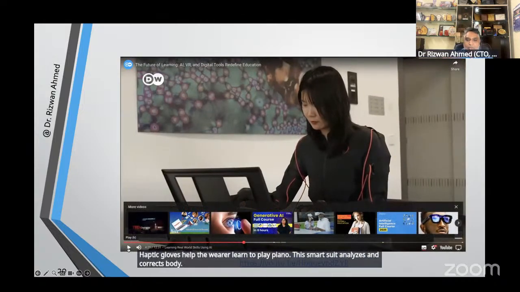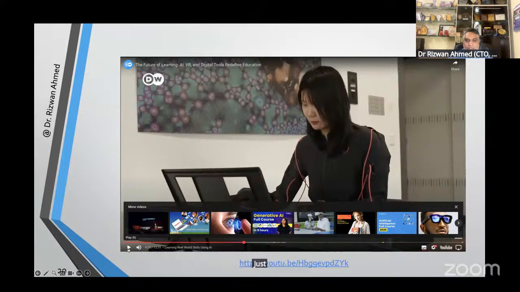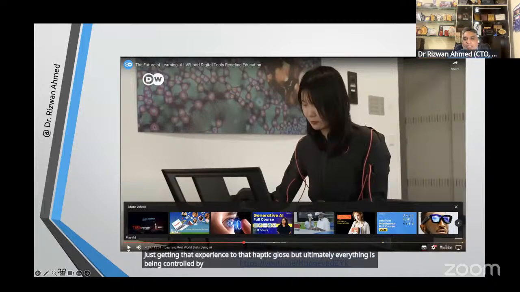So again, you don't need to know how to play piano. The haptic gloves will help you learn to play that piano because they're already programmed to do that. So as a human, I'm just acting as someone who is getting that experience through the haptic gloves. But ultimately, everything is being controlled by the software and the haptic gloves, in a way to get you that experience.